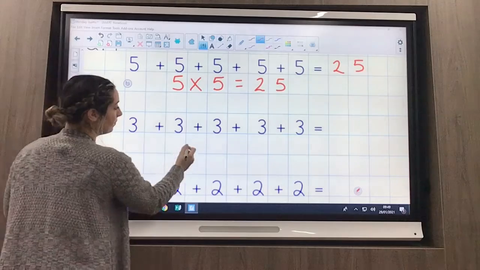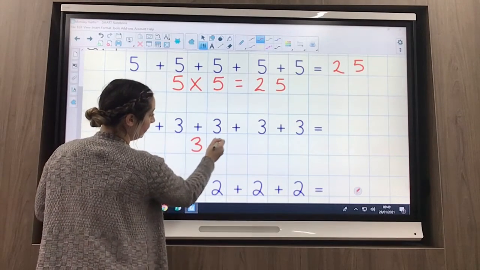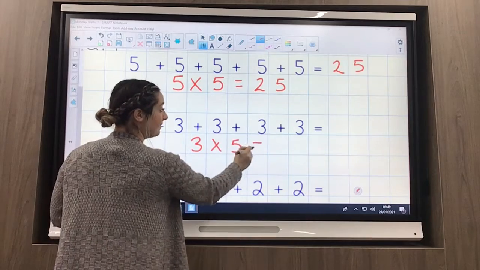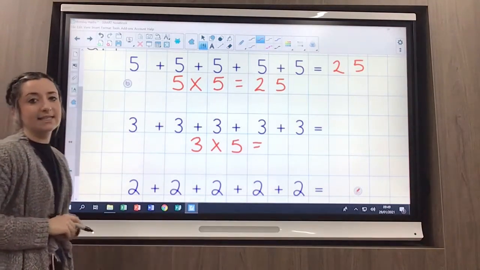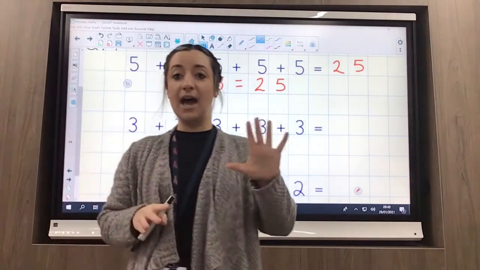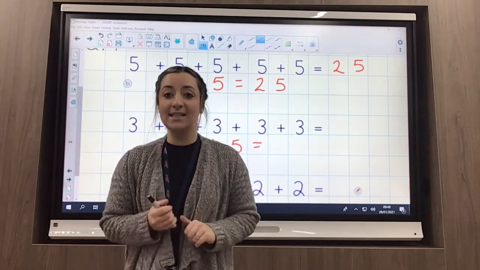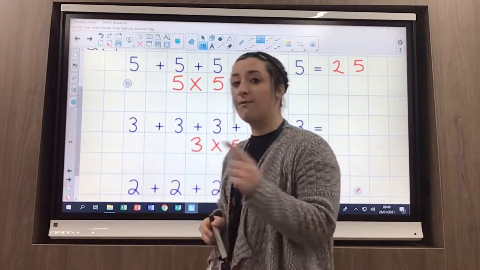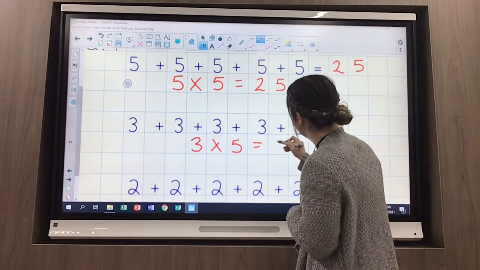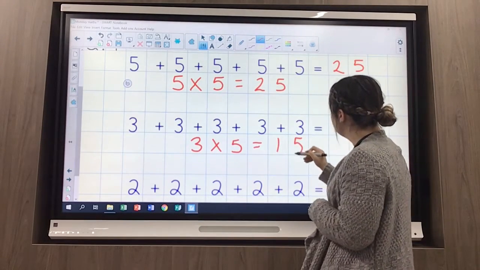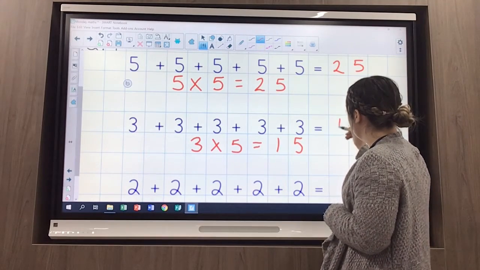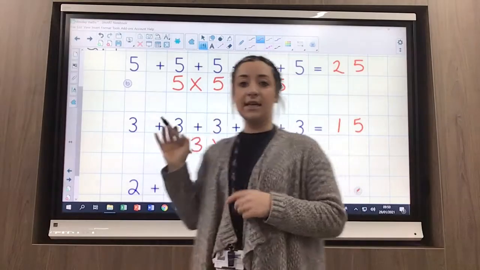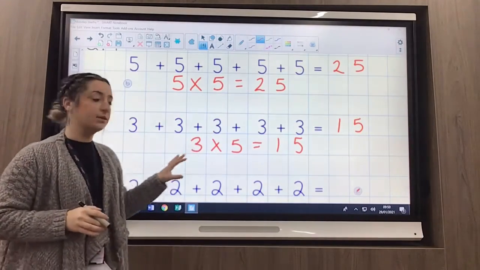So I'm going to do 3 multiplied or times by 5. And it's our 5 times table cropping up again, isn't it? So 1 times 5 is 5, 2 times 5 is 10, and 3 times 5 is, can you say it in your head before I write it on the board, is 15. And the answer here is also going to be 15 as well. So repeated addition, we've simplified it to multiplication.